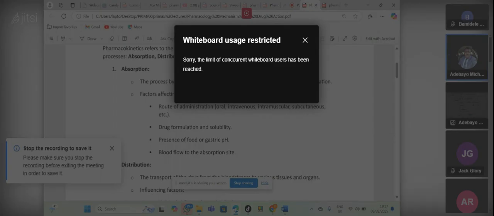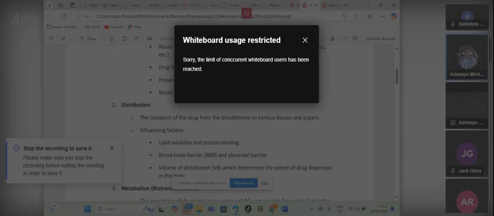Another thing is blood flow to the absorption site. It all still boils down to what route. For example, drugs that you are giving IV are of course going to be fast. So these are the factors, and the factors are not limited to these alone. There are other factors, but these are the common factors that affect absorption of a drug.